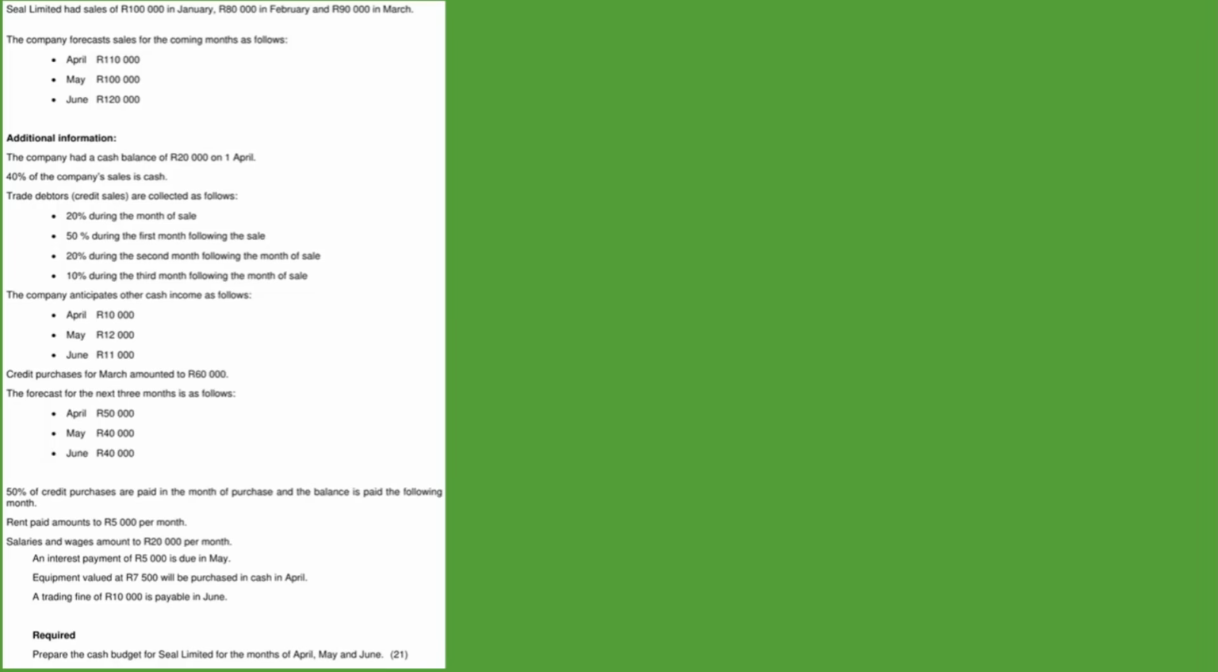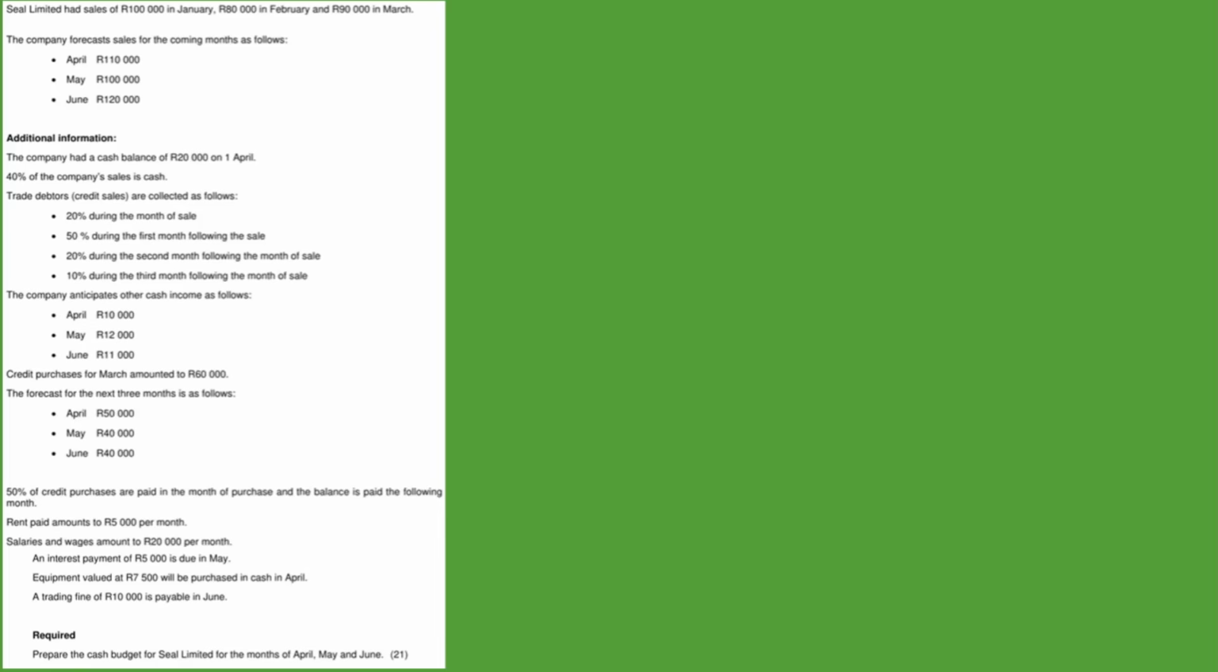In this example, we are told that Seal Limited had sales of 100,000 Rand in January, 80,000 Rand in February, and 90,000 Rand in March. And we're also given the other information. And at the bottom here, we are asked to prepare the cash budget for Seal Limited for the months of April, May, and June. So there we have our periods. We are asked to do it for April, May, and June. And those are the only months we're going to focus on.